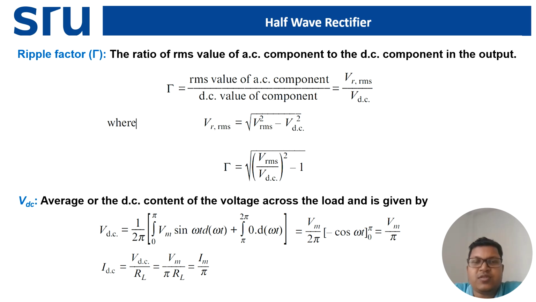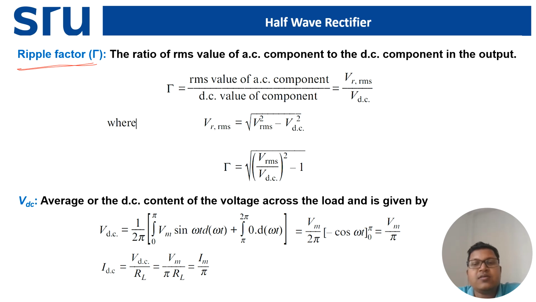Now we will see some parameters. This is the basic working principle we have discussed. Now we will see different parameters to understand the quantitative nature of the half-wave rectifier. First and the most important factor is the ripple factor. It is denoted by tau. It is the ratio of the RMS value of the AC components to the DC components in the output. This is a mathematical definition, but to understand it physically, the amount of AC component still available in the DC output from the rectifier is termed the ripple factor.